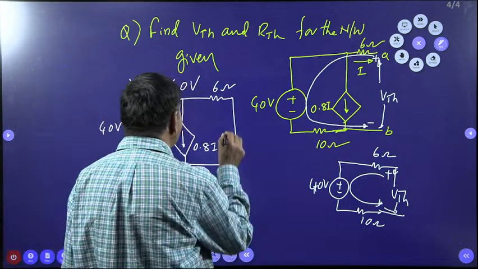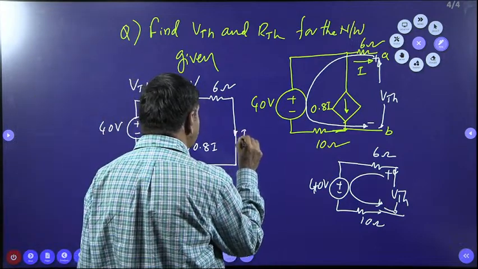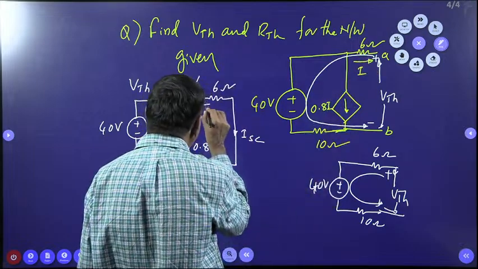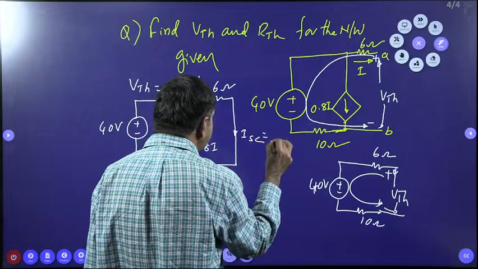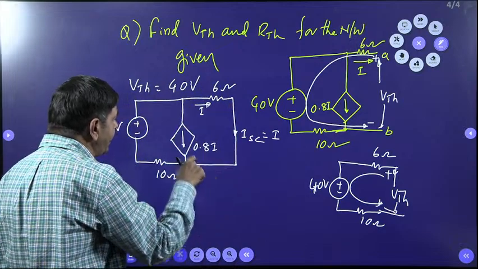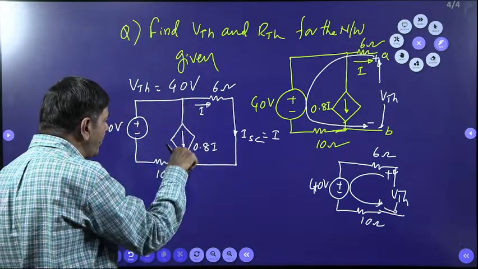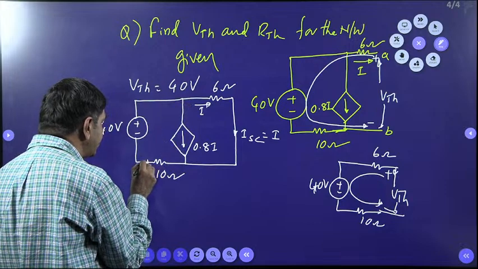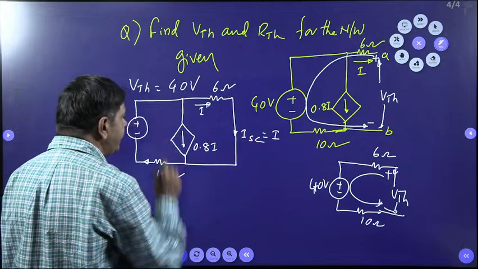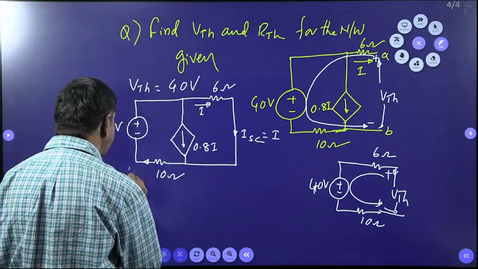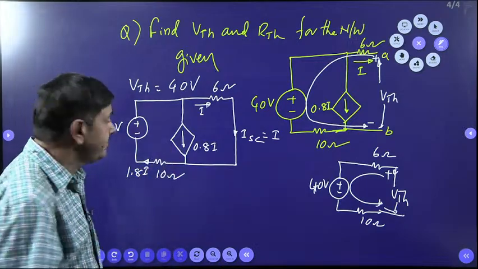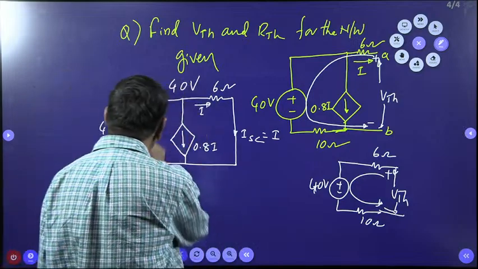But this current, I wish to select as ISC, the short circuit current. Anyhow, in the problem this current is given as I. So ISC equals I itself. Catch my point. If this current is I, the current across this side is 0.8 I. May I know the current which is passing across this 10 ohm? I plus 0.8 I, I get 1.8 I. The same current will pass in this direction, no doubt.